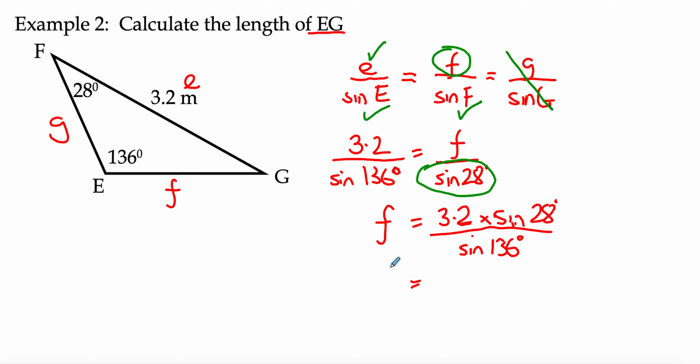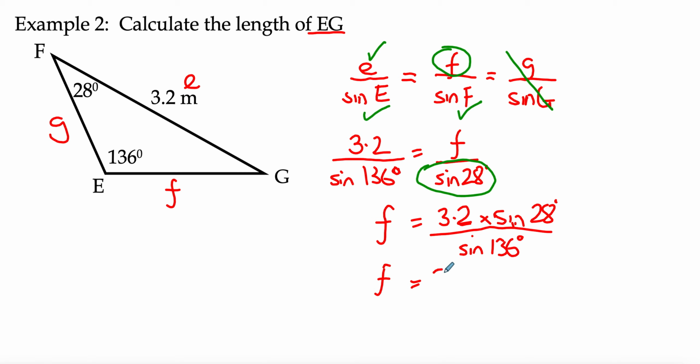There we go. I can work that out on my calculator. 3.2 multiplied by the sine of 28 divided by the sine of 136. Make sure your calculator is in degrees mode, D or DEG, rather than radians or anything. So make sure your calculator's in the right mode.